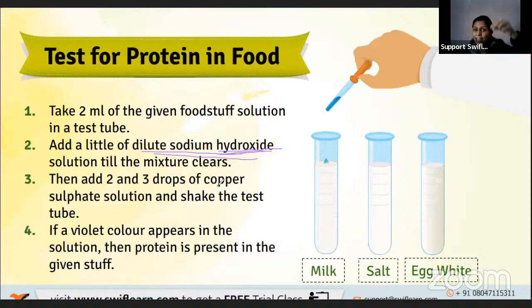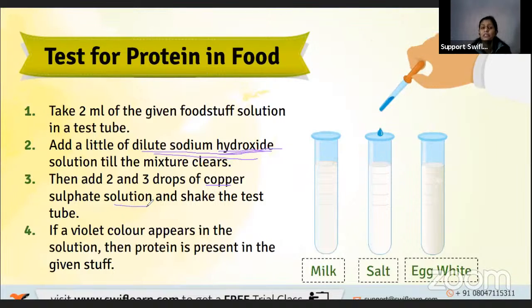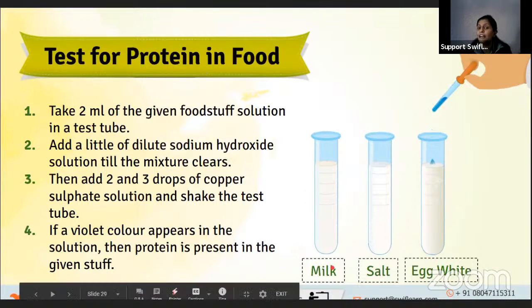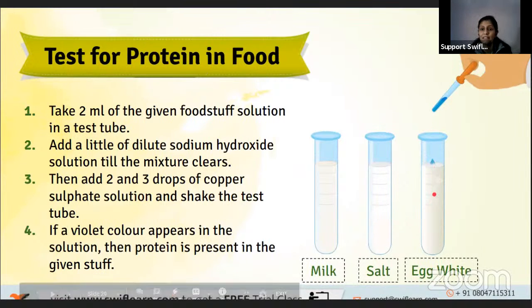We were adding 2 to 3 drops of copper sulfate solution, and we just shake the test tube, and then we were able to see that the violet color is appearing, which is showing that protein is present in that particular food item. So what is being seen here on this slide, that we have taken milk, and what we have done, there is a salt and there is an egg white.